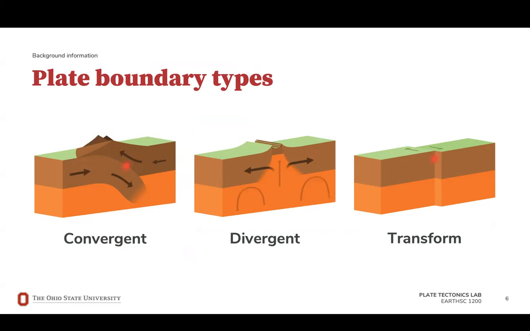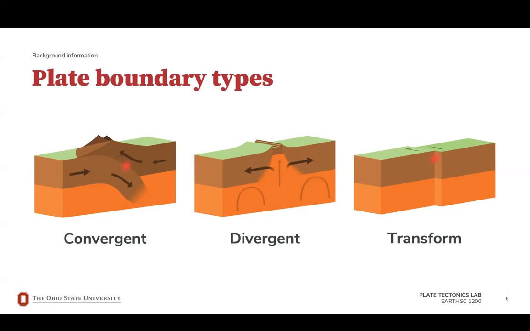Convergent boundaries occur where plates collide and move together. Oftentimes, dense oceanic crust is subducted under lighter continental crust. At convergent boundaries, where a continental crust meets another continental crust, you'll see the formation of mountains. An example of a convergent boundary would be the Pacific Ring of Fire.